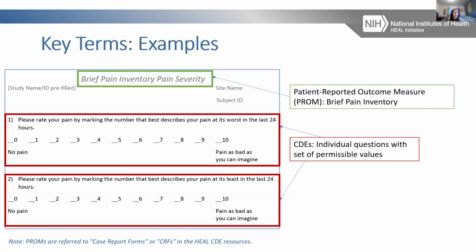This is an example of a case report form right here, or a patient-reported outcome measure. The PROM here is called the Brief Pain Inventory Pain Severity, and the CDEs or common data elements are highlighted in the red box here. These are basically the individual questions with a set of permissible values.